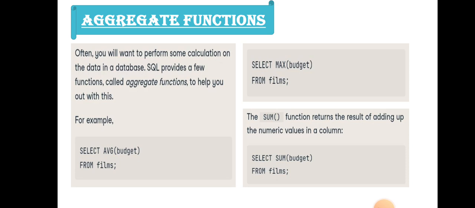For example, select average budget from films, and in the next example select max budget from films. Max means maximum and avg means average. The sum function returns the results of adding up the numeric values in a column. So select sum of budget from films. We can simply replace average with max, max with sum. By using these aggregate functions, we can perform calculations on the results.